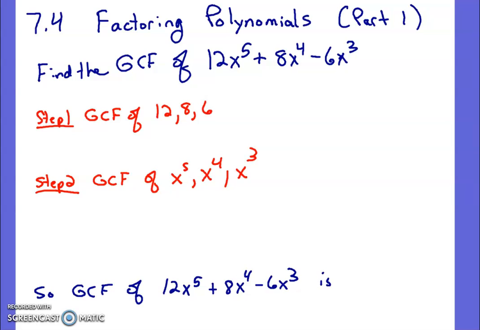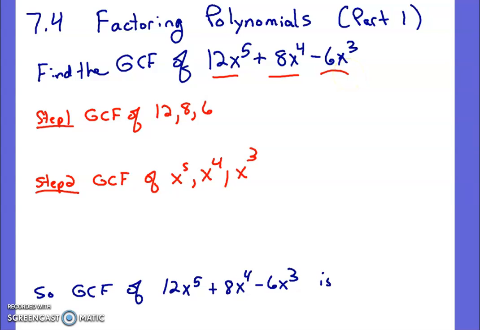7.4, Factoring Polynomials, Part 1, or another title would be Factoring out the GCF, the greatest common factor of polynomials. So look at this first question. It says find the GCF of, and you can see this trinomial here, 12x to the 5th plus 8x to the 4th minus 6x cubed.